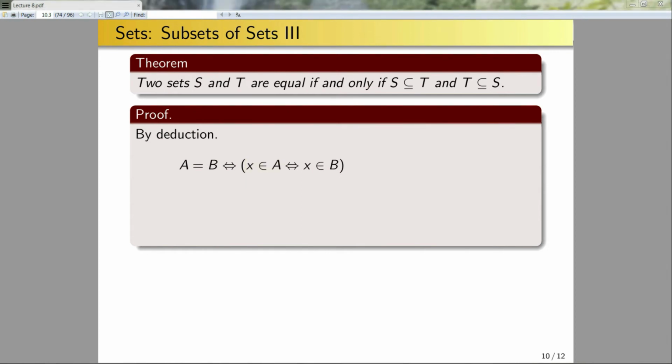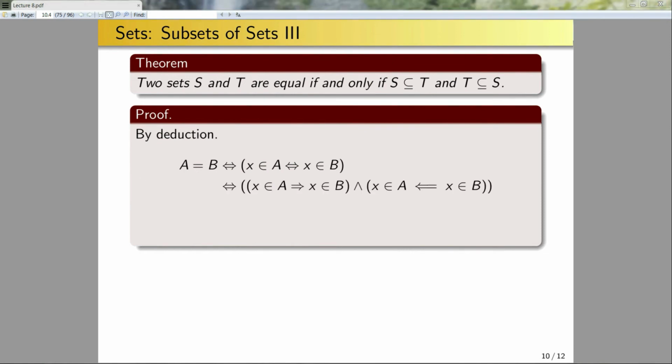Well, A is equal to B if and only if X is an element of A, if and only if X is an element of B. So the right-hand side here is explicitly saying that if X is an element of A, then X has to be an element of B, and if X is an element of B, then X has to be an element of A. So if you were writing a formal proof and wanted to justify this step, you could say by the definition of set equality.